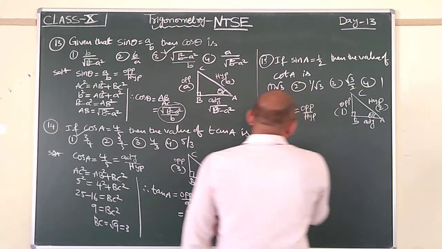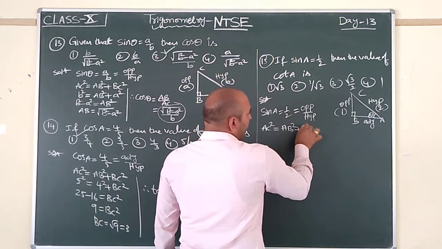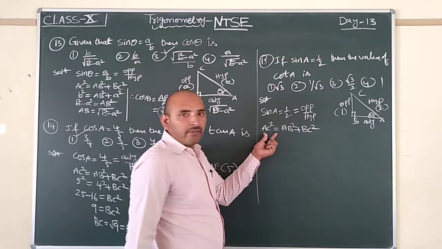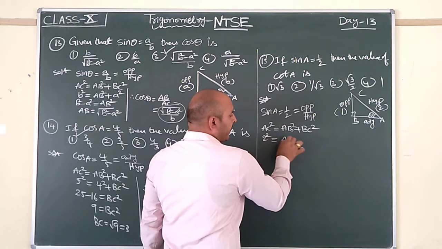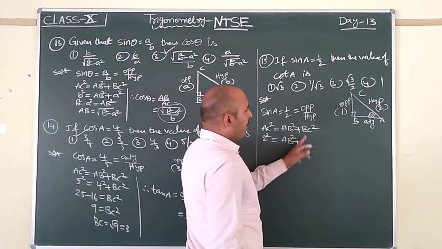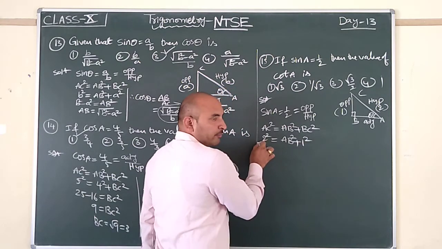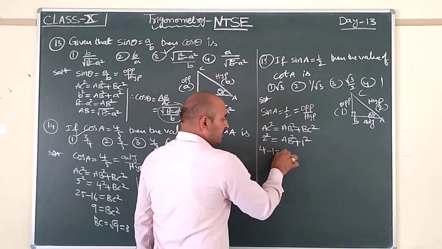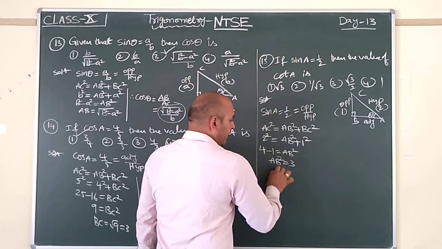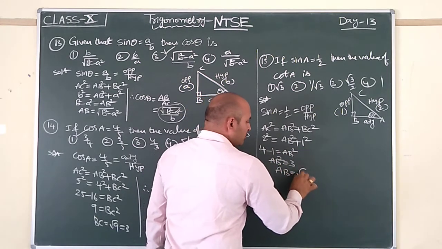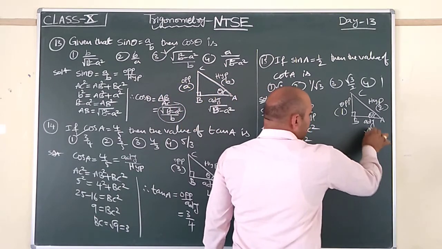According to the Pythagoras theorem, AC square is equal to AB square plus BC square. AC square value is 2 square, equal to AB square, which we don't know, plus the BC side value 1 square. So 2 square is 4, 4 minus 1, taking this side, is equal to AB square. So AB square is equal to 3. AB is equal to root 3. The adjacent side value is root 3.